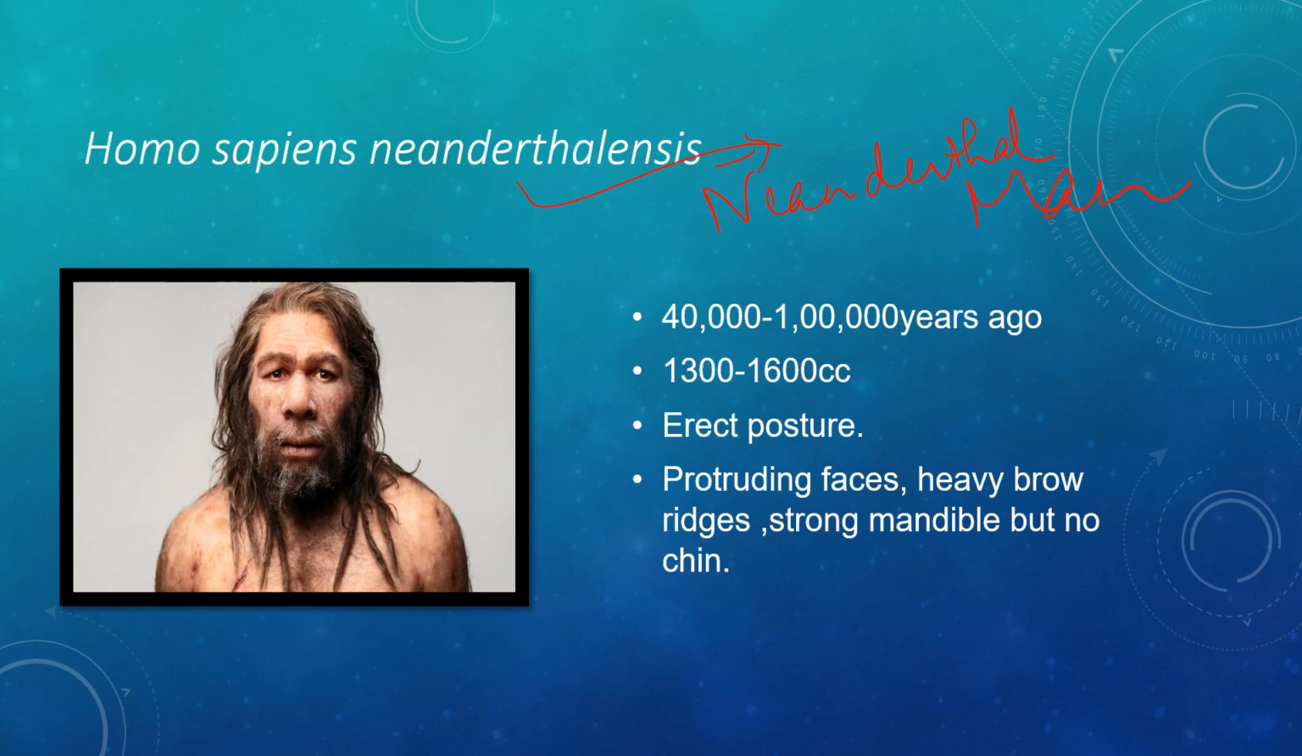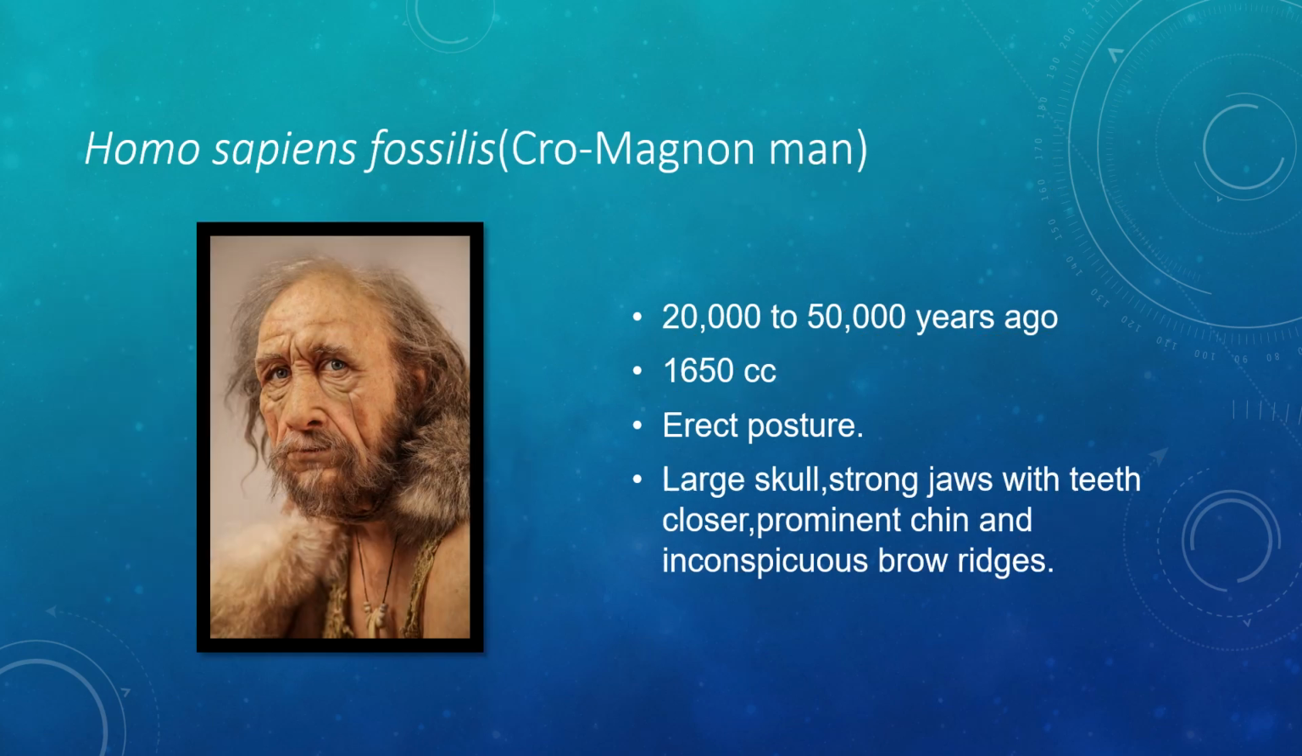They lived 40,000 to 1 lakh years ago, and their brain capacity was 1300 to 1600 cc, and they had an erect posture. They had protruding faces, heavy brow ridges, and a strong mandible but no chin. So the chin was not prominently available.